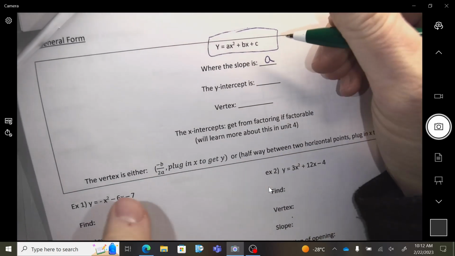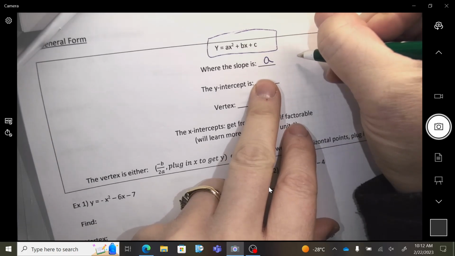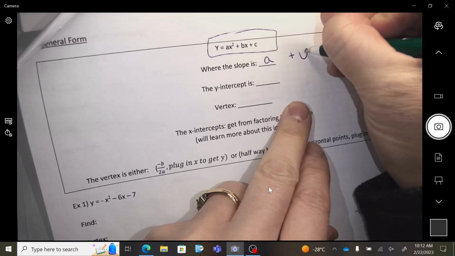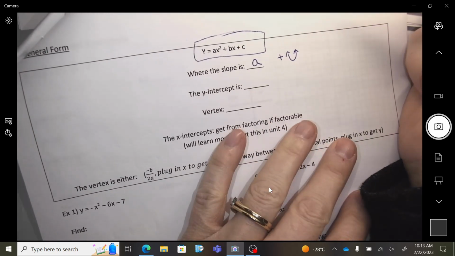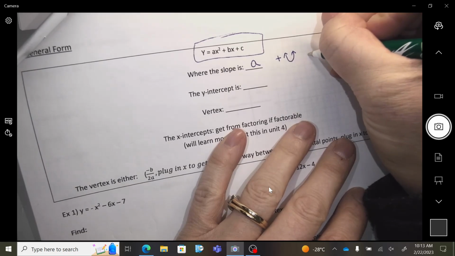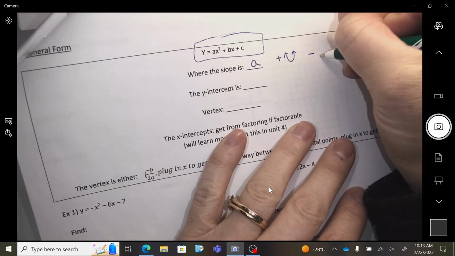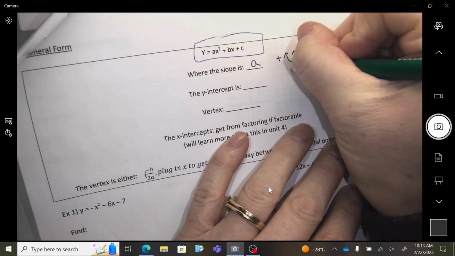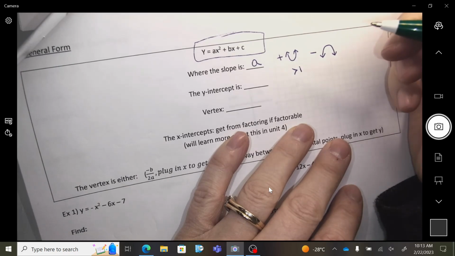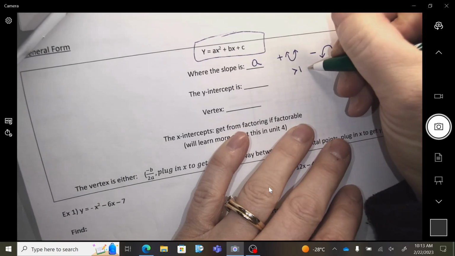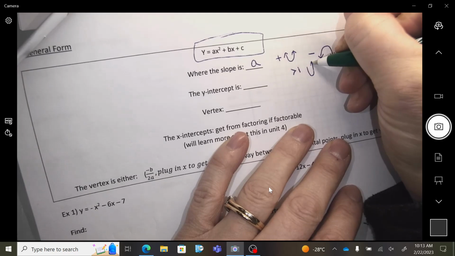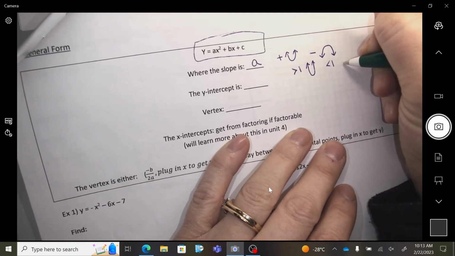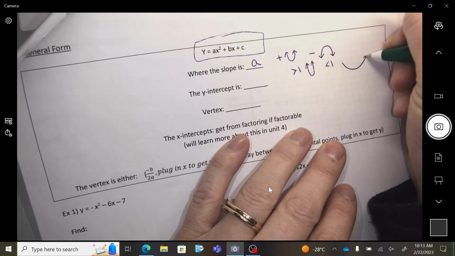Okay, what does a tell us again? If a is positive, what do we know? It opens up. If a is negative, it opens down. If a is bigger than 1, what happened to our parabola? Got narrowed. And if a is less than 1, what happens to our shape? It widens.